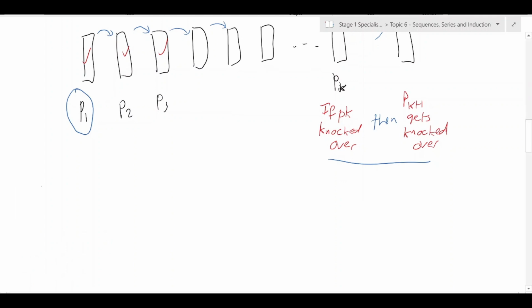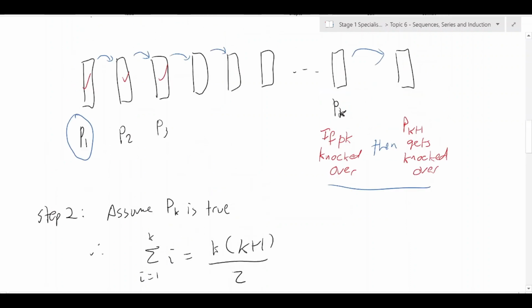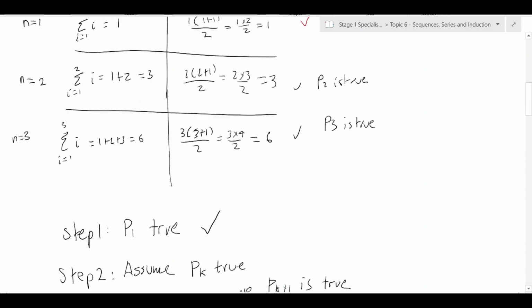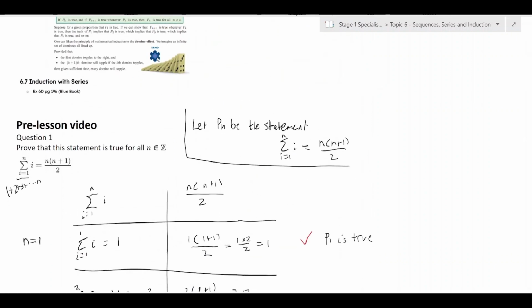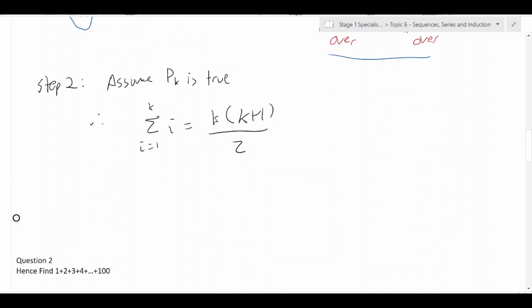So we're going to take step 2 here. Assume Pk is true. Therefore, and we'll write out what that means, the sum i equals 1 to k of i equals k(k+1)/2. Now, you'll notice that this statement is exactly the same as this Pn statement here, only you've just got k instead of n. That's just always what you do. All right, so step 3 will be to prove that Pk plus 1 is true.